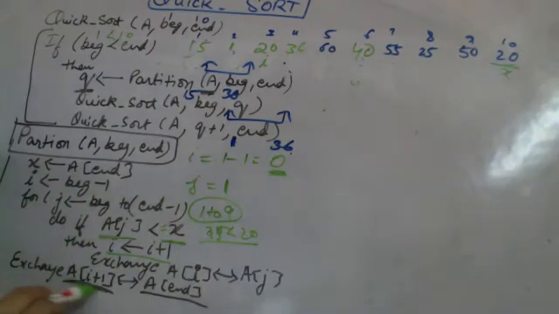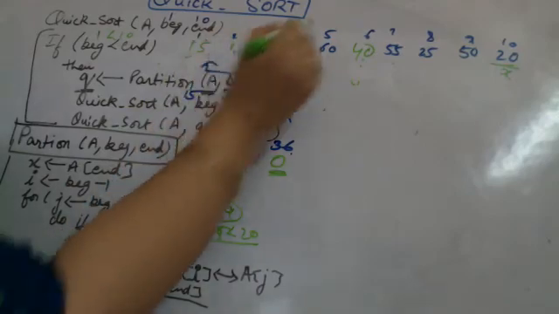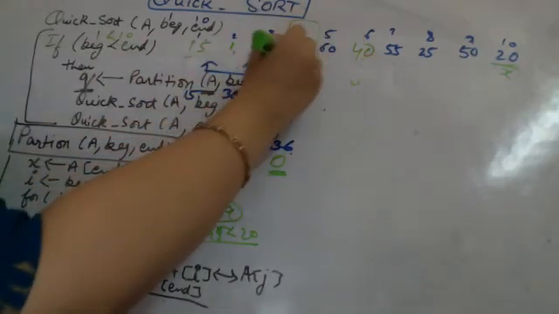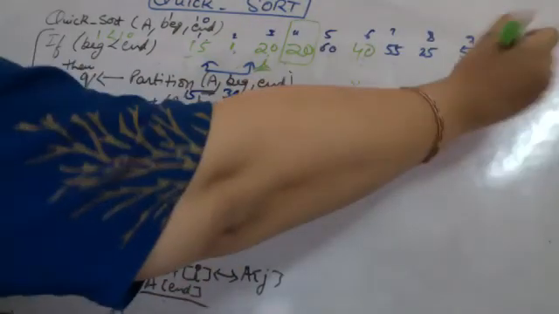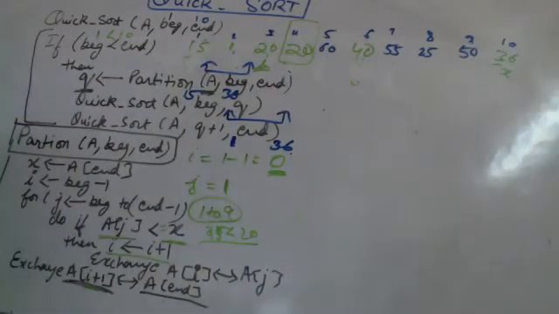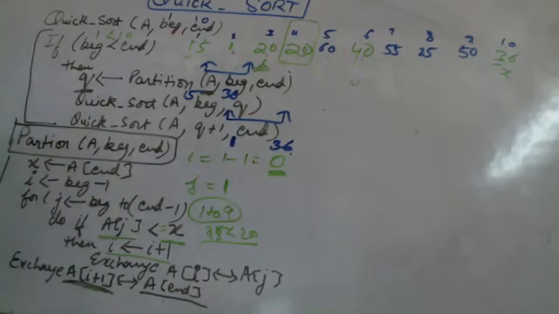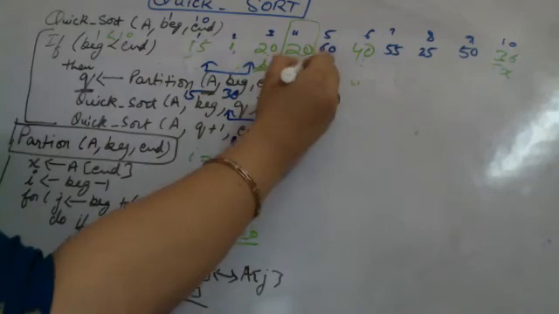Now exchange A of I plus 1 with A of end. A of I is currently this. So exchange this with the last. So that the new array which you are now going to get is 20 comes here, and here you have 36. So that what has happened, if you see, try to understand is this part of the partition. ये हमारा Q की location है.